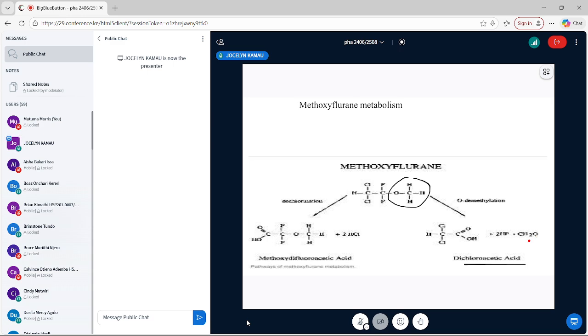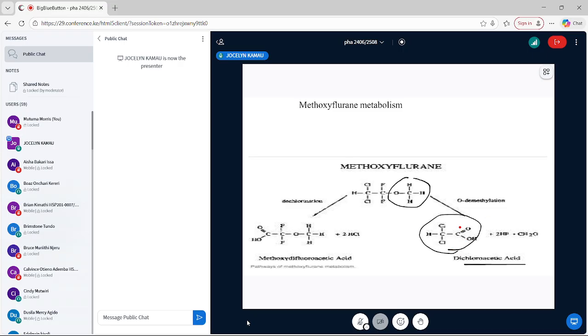This is CH2Cl, chloromethane. So to give us chloromethane, to give us hydrofluoric acid, and to give us the dichloroacetic acid, again, this compound can still cause hepatotoxicity. So that is one route of metabolism.